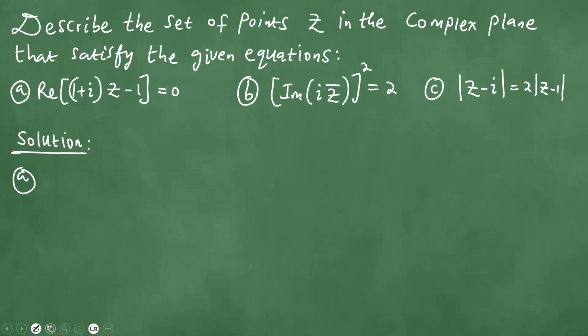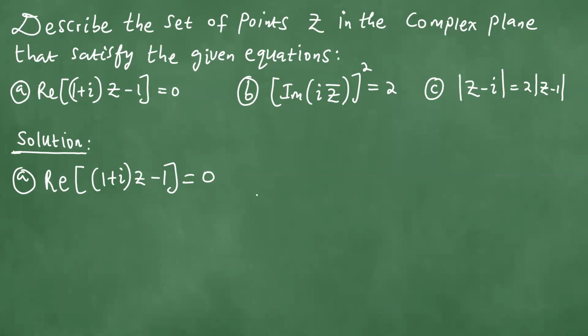Right, so we are here and we want to describe the set of points z in the complex plane that satisfy the given equations. The first one, which is what we shall do, says the real part of the complex number (1 + i)z − 1 is identically 0.